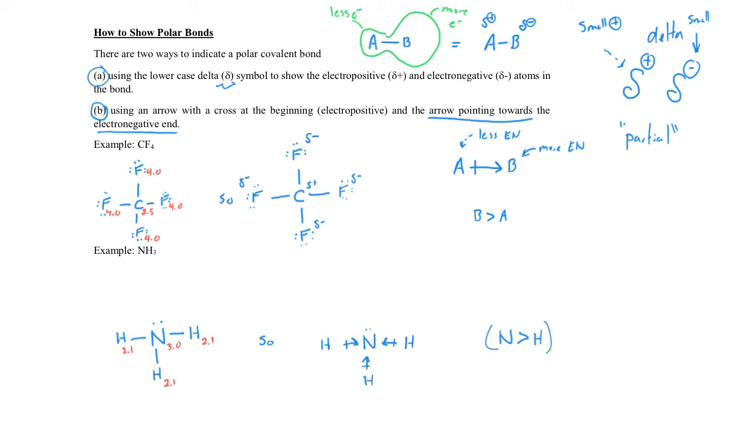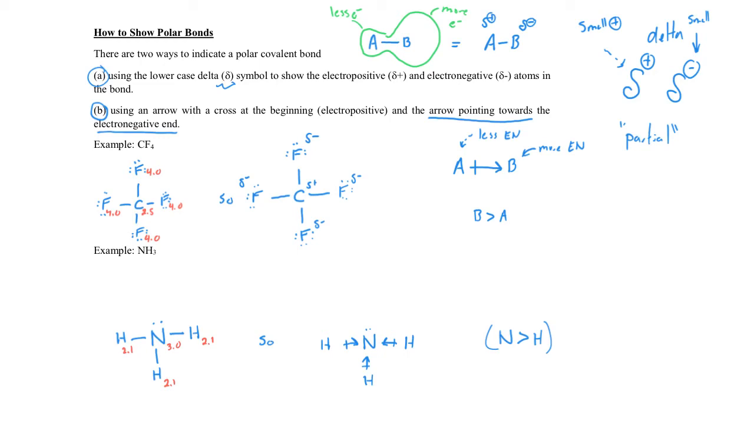Now, which method to use and when, it really is very context dependent. You're going to see we're going to use the arrow method quite a bit in the next part of this lesson, but then other times later on in the course, I'll use the delta method pretty commonly. So that's the difference between a polar and a nonpolar covalent bond.